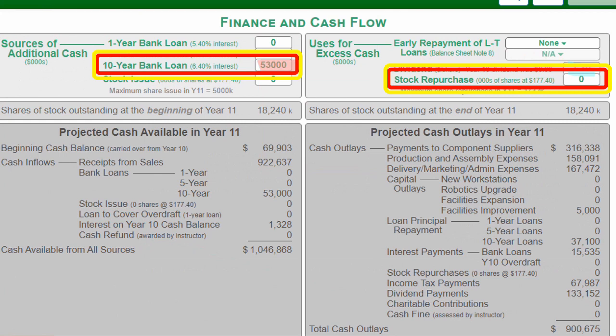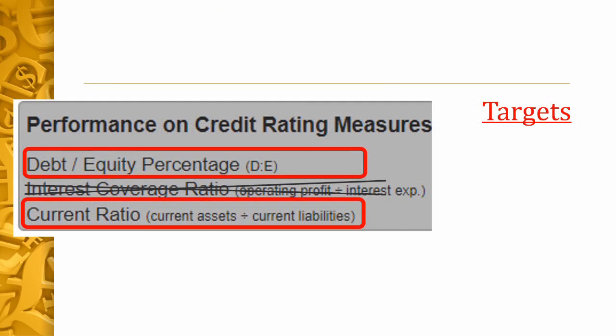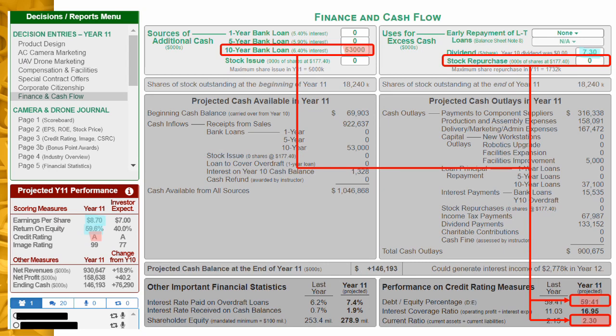In this example, the student simply changed the 10-year debt and stock repurchase until the debt equity percentage and current ratios on the page were the same as the chosen targets. It looks like this altogether.